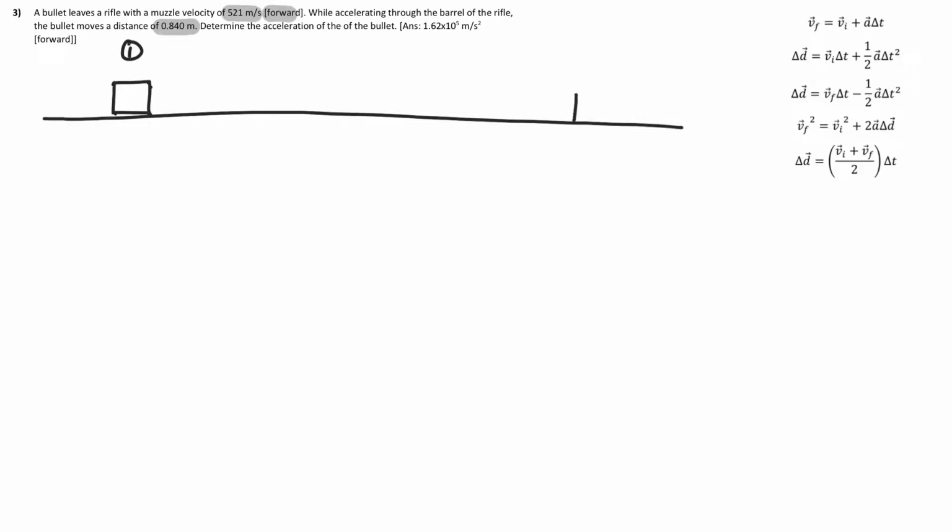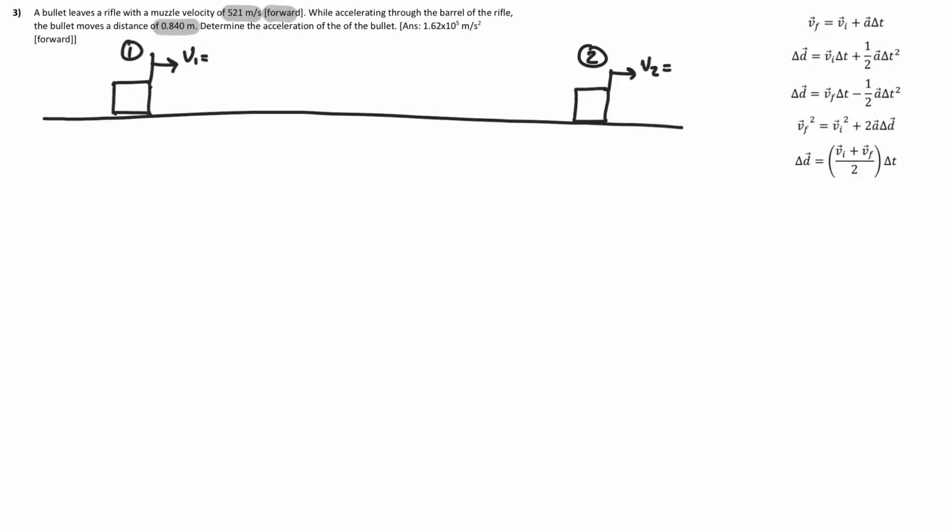I'm going to draw. Let's say this is the barrel. The barrel obviously will be like a cylinder, and in this cylinder you have a bullet. I'm going to draw the bullet with a box. It's going to be at stage 1, and then it's going to be at stage 2 at the very end. Stage 1 is going to have a velocity 1, that's going to be our initial velocity, and it's going to have a final velocity at the very end.